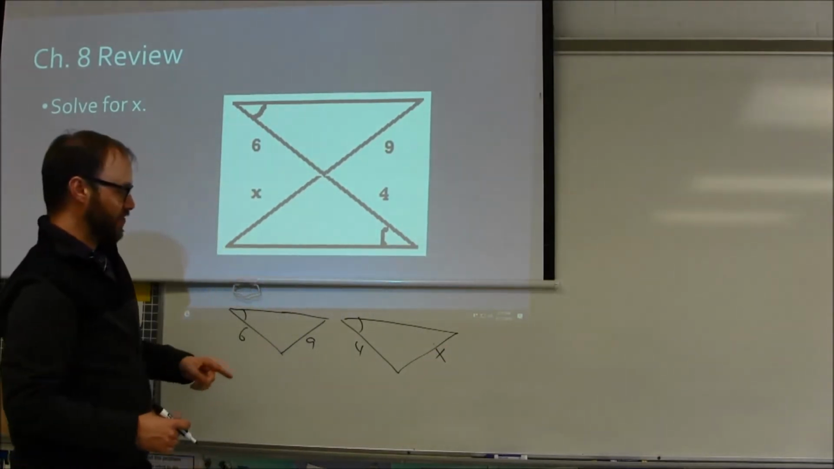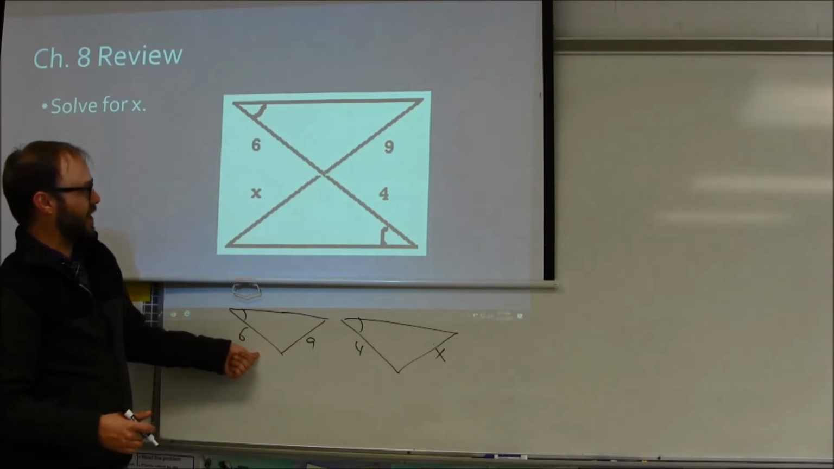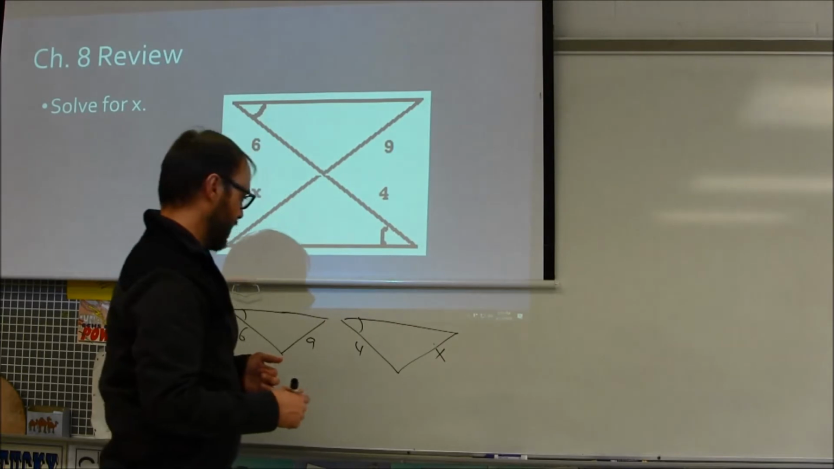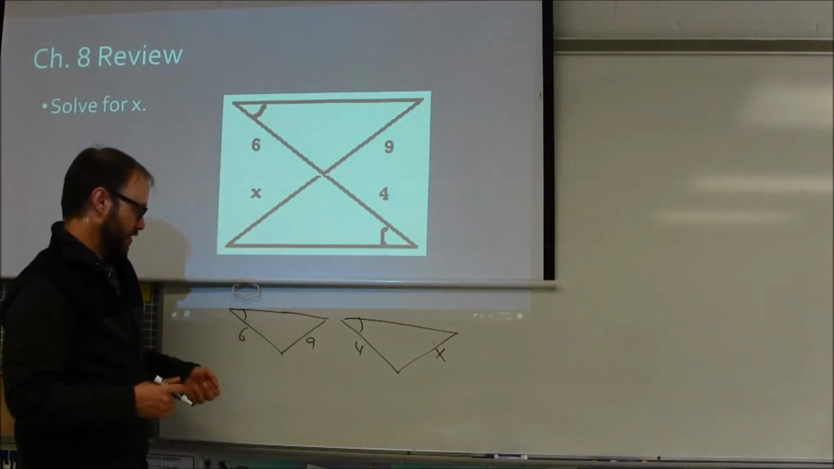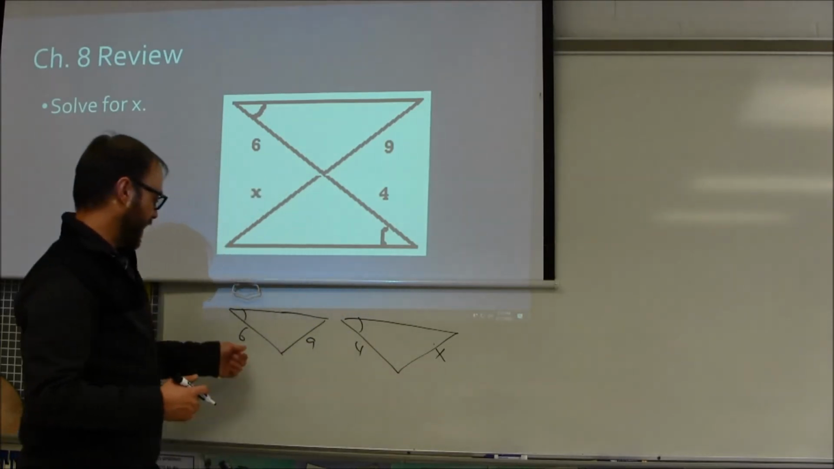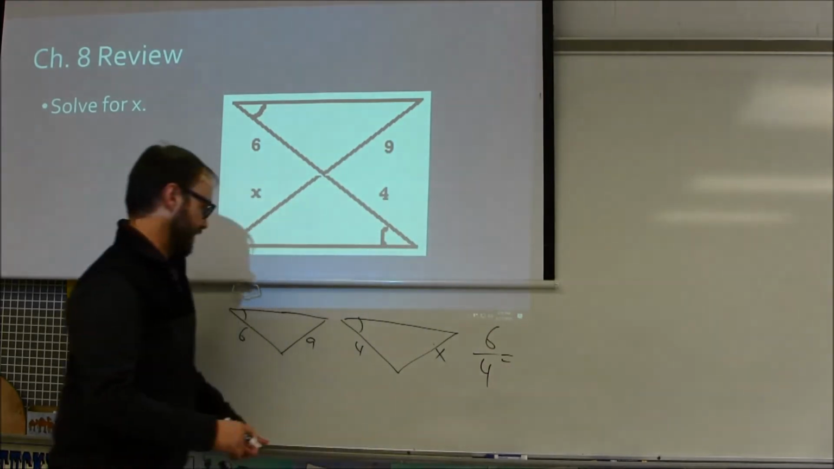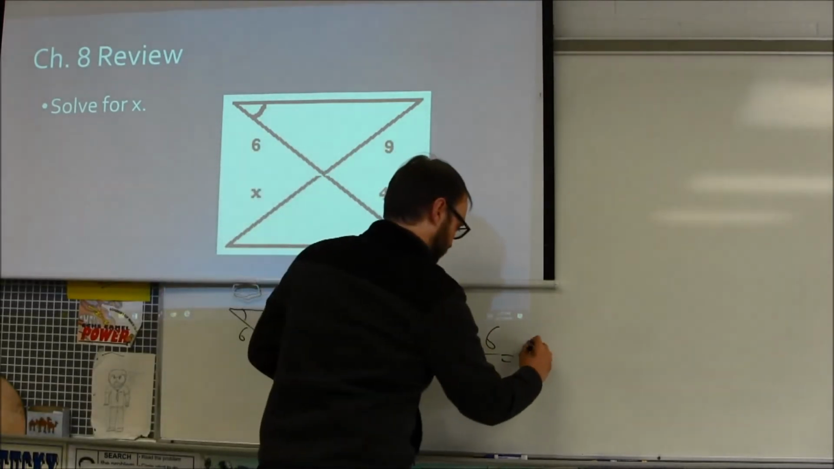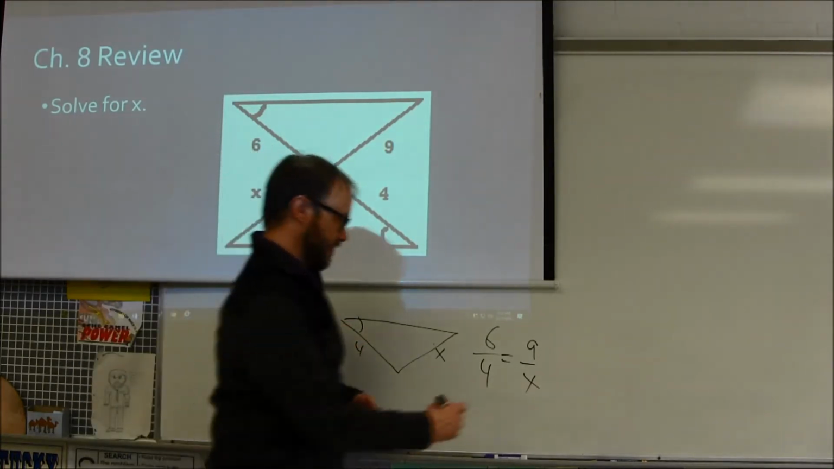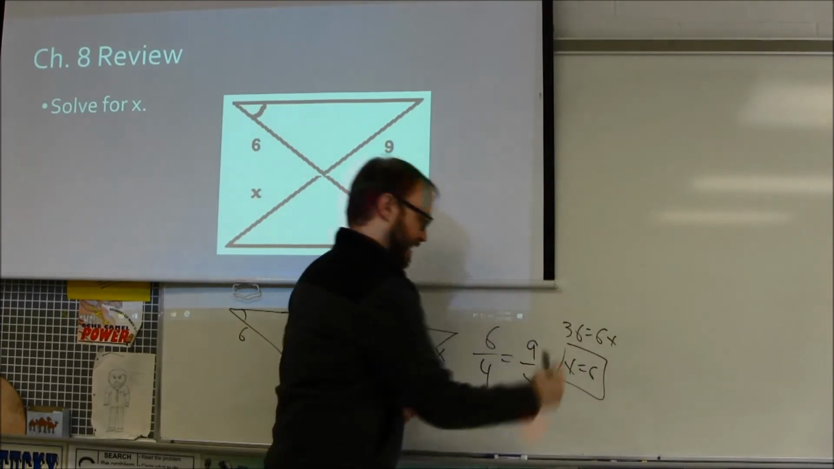So you'll notice I have these two sides of this triangle. They match up with these two sides of this triangle. We have enough information now to be able to set up the proportion. So you could do something like left over right equals left over right. You could do 6 over 4 is equal to 9 over x. You could cross multiply there. You'll get 36 equals 6x. And x is going to end up equaling 6.